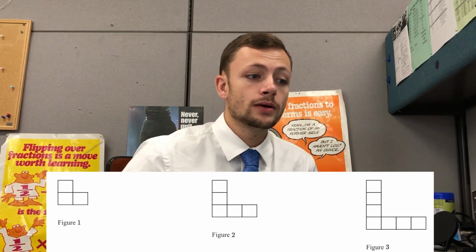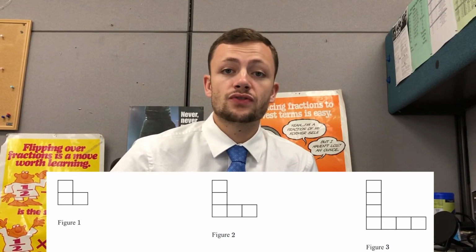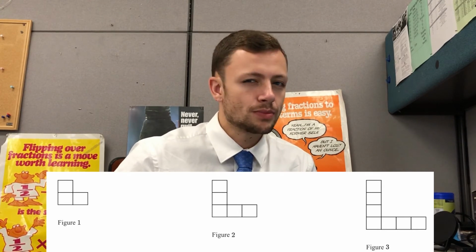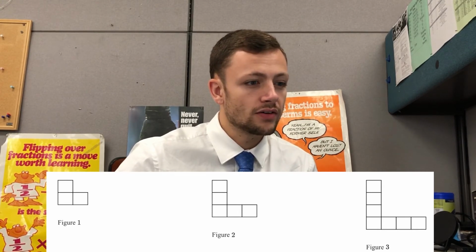So for part A, sketch figures 4 and 5. So you have figures 1, 2, and 3. What's your best guess at what 3, 4, and 5 would look like?